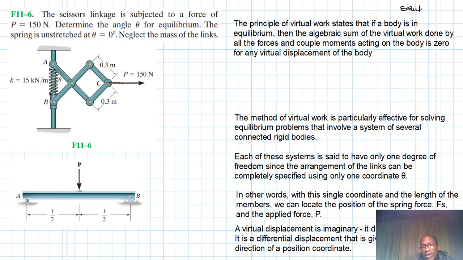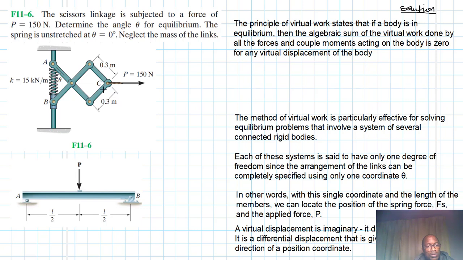This problem is coming from the Engineering Mechanics Statics textbook, 13th edition by R.C. Hibbeler. We have a scissors linkage, or a frame, that is interconnected using the two force members, and they are all pinned at the joints, and we are being asked to find angle theta for equilibrium.